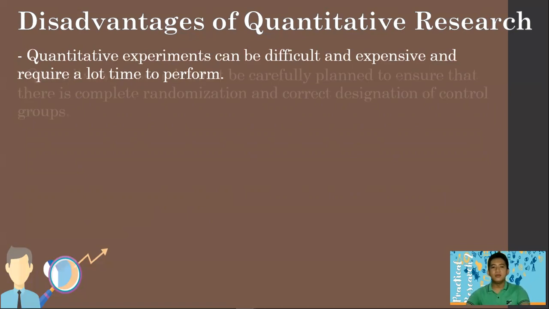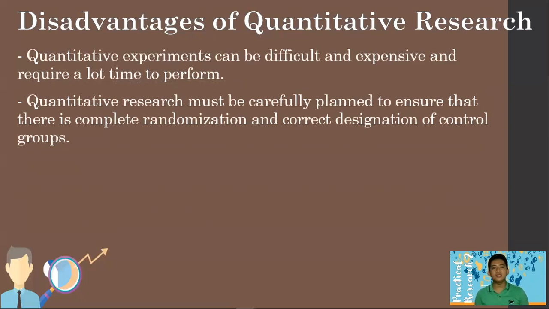The next one is that quantitative research must be carefully planned to ensure that there is complete randomization and correct designation of control groups. Kailangan very strict ka. Kailangan susundin mo kung ano ang nasa plano. Bakit? Magkamali ka lang ng isa, you will repeat. That's why this quantitative research requires you a lot of time. So you need to carefully follow what is planned so that all your results will be unbiased.